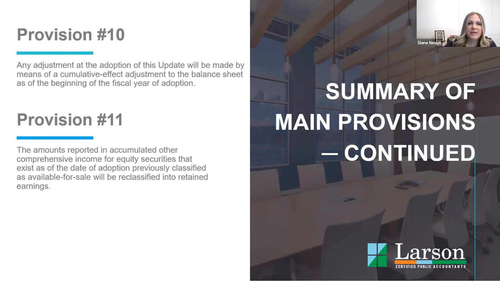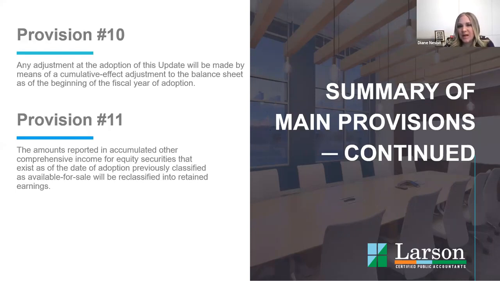All right, next up, it talks about what you do when you implement the standard. Any adjustment at the adoption of the update will be made by means of a cumulative effect adjustment to the balance sheet as of the beginning of the fiscal year of adoption. So to clarify that a little further, the next item talks about these amounts that were reported in accumulated other comprehensive income for equity securities that exist at the date of adoption that were previously classified as available for sale will be reclassified into retained earnings.